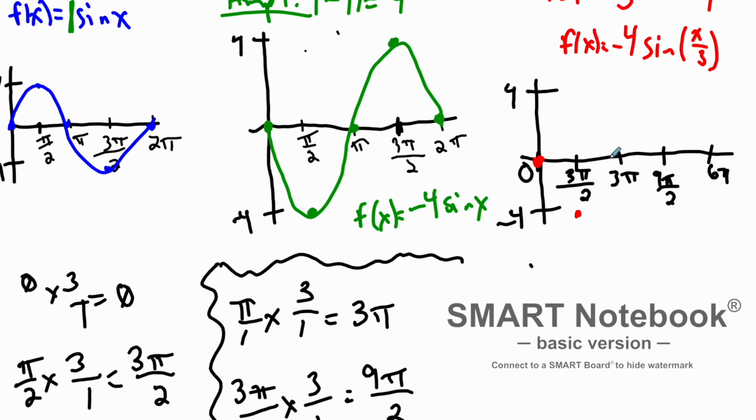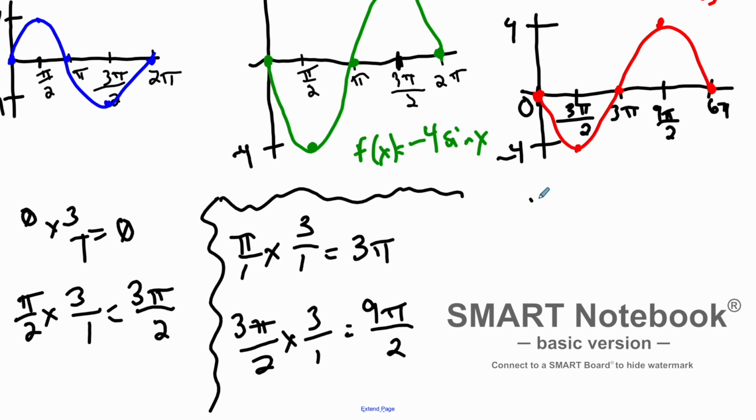Up next, pi was shifted to 3 pi, so we got a point right there. And 3 pi over 2 was moved to 9 pi, so that point's going to be way up there. And the last one, 2 pi, was moved over to 6 pi, so that point is right there. So let's connect the dots. And there we go. There's your final function.